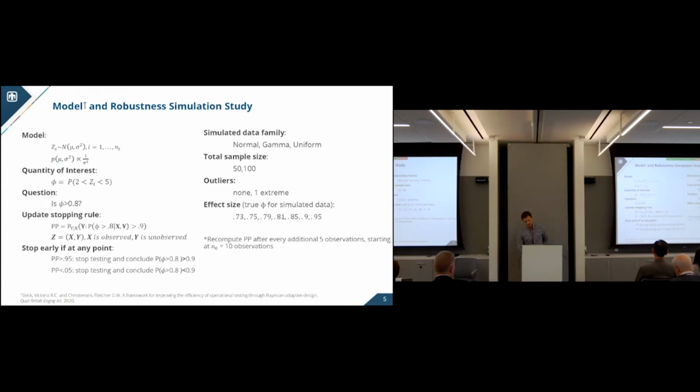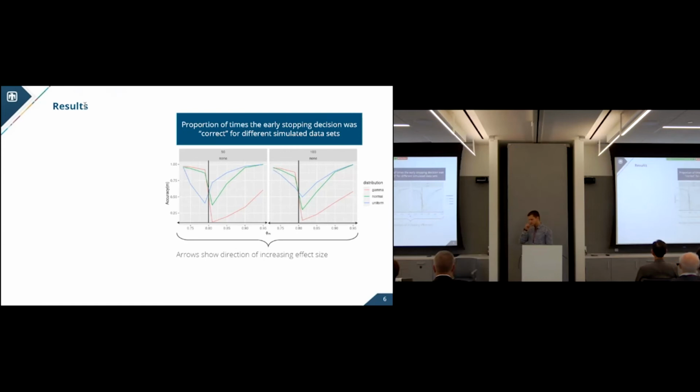And because it's an adaptive design, I'm basically reevaluating this predictive probability after every additional 5 samples, after collecting the first 10. So here's a simple illustration of some of the results. On the y-axis is an accuracy number that checks whether you made the correct stopping decision if you stopped early.